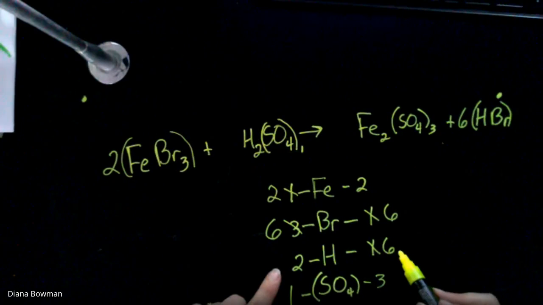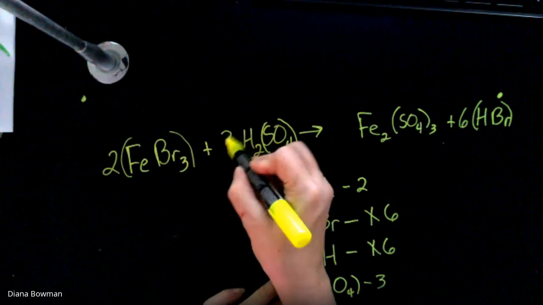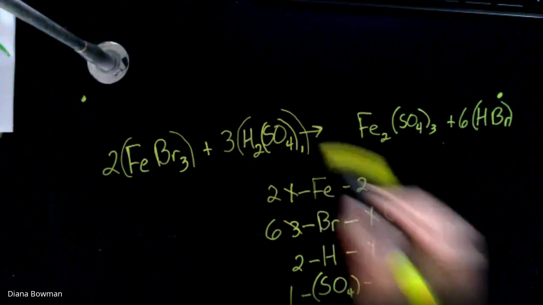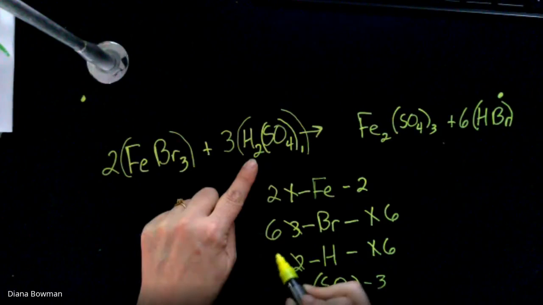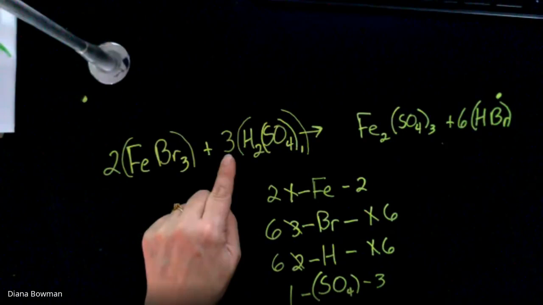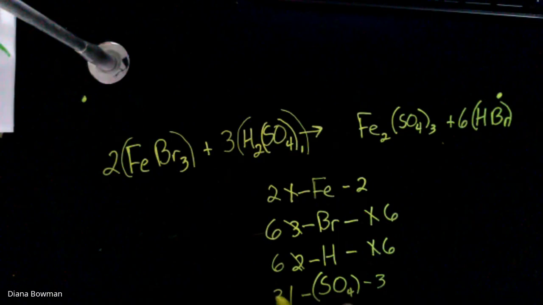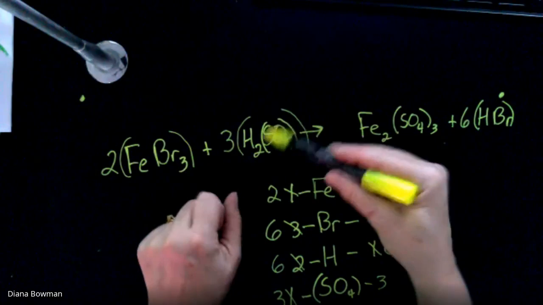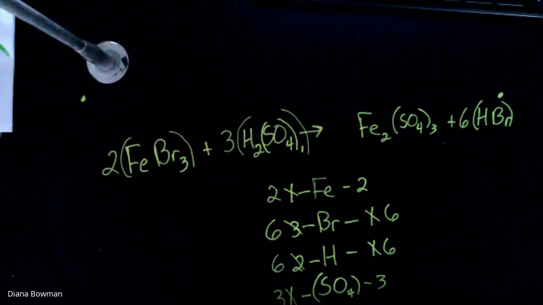But how can I balance my hydrogens? I've got 6 here and I've got 2 here. What if I put a 3 right here? That's going to be 3 times this whole quantity. Okay, so now 3 times 2 gives me 6 hydrogens, and it gives me how many sulfates? It gives me 3 sulfates. Okay, it's not going to be 3 times 4. It's going to be 3 times the SO4 times the whole thing. So I get 3 of these sulfate packages right here.